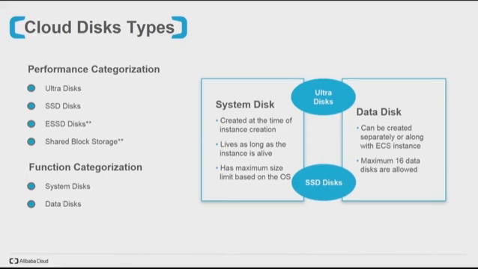And then when it comes to performance-based categories, both system disk and data disk can be created as ultra disk, SSD or SSD disk. So if you see this listing of performance categorization, I've mentioned four: ultra disk, SSD disk, which are generally available in every region, in every site. There are two more I mentioned. One is ESSD, extreme SSD, and shared block storage.